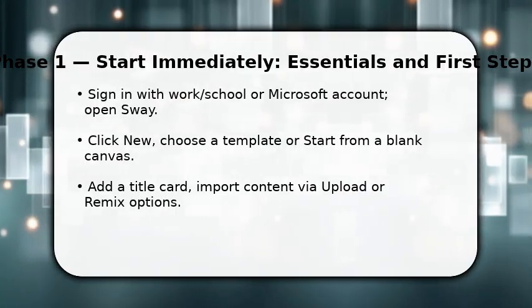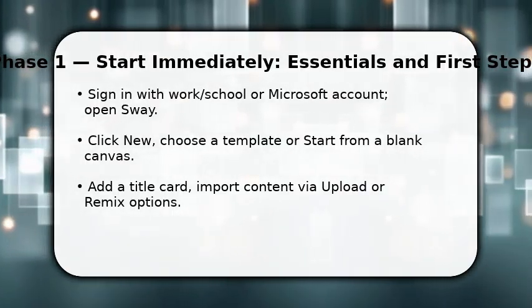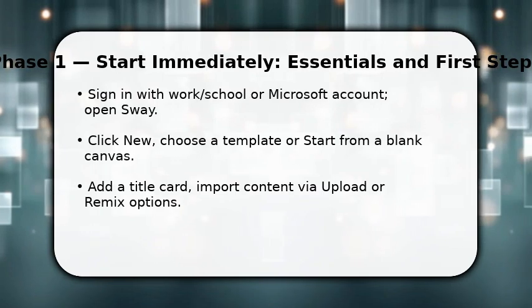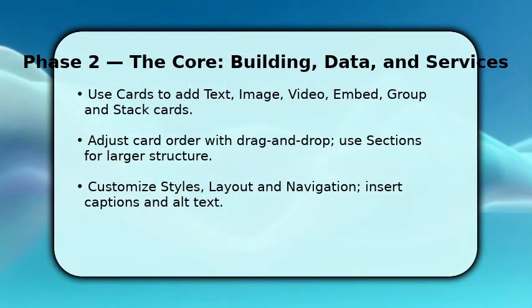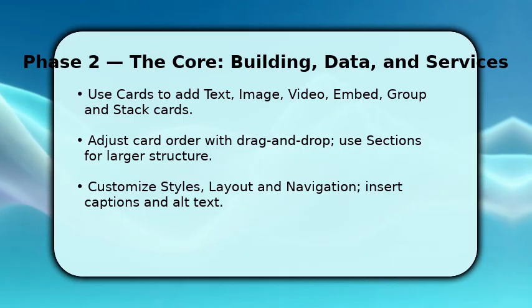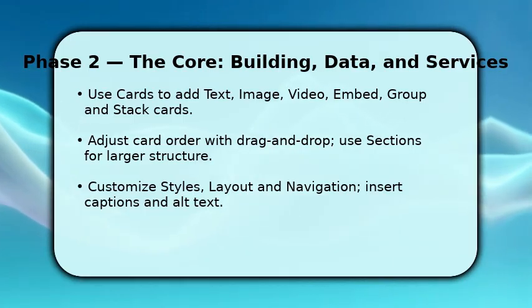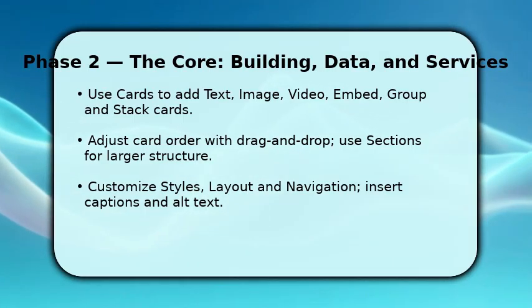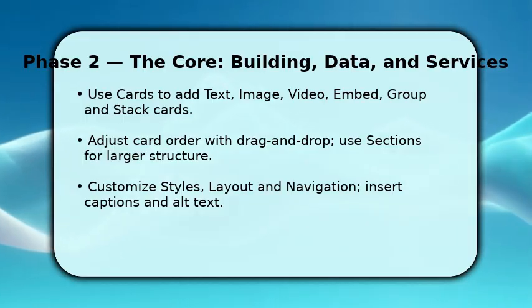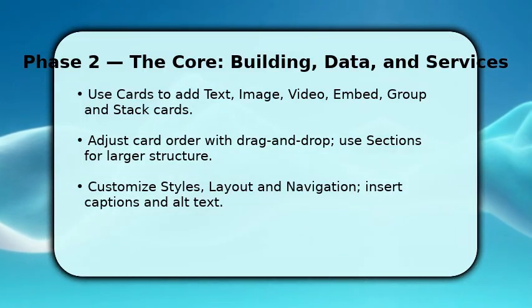This first set of actions establishes your deck story arc, so organize major headings now and move to content blocks. Now you structure the presentation by adding cards, text, image, video, or embed, and grouping related cards into sections to shape pacing. Once done, drag and drop cards to refine flow and use group or stack for compact storytelling. Stacks reveal content progressively. Make sure to add captions and alt text for accessibility and search.